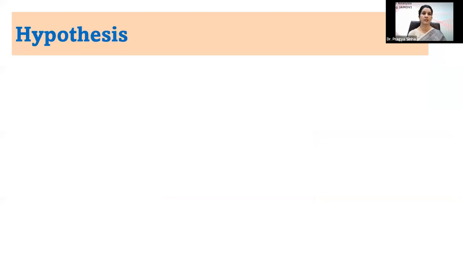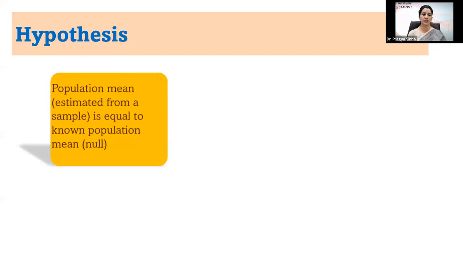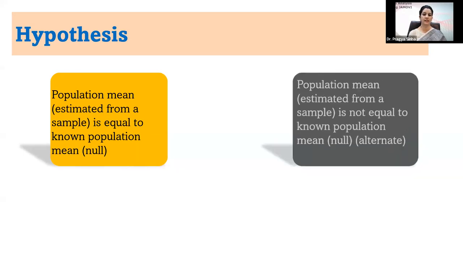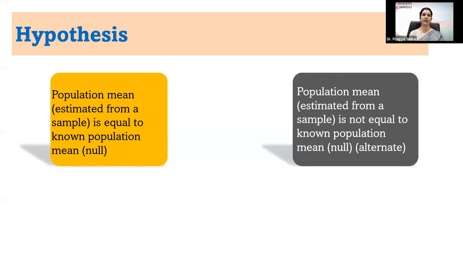Now coming to the hypothesis. The null hypothesis is that the population mean is equal to the sample mean. The alternate hypothesis says that the population mean, which is estimated from the sample mean, is not equal to the known population mean. So I will first demonstrate this before we move on.